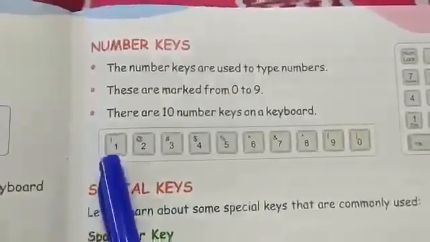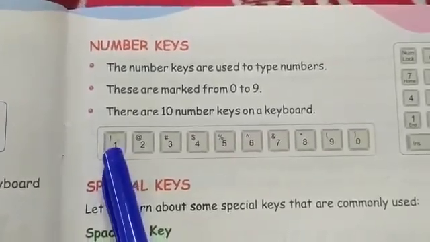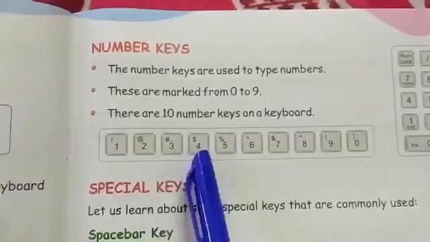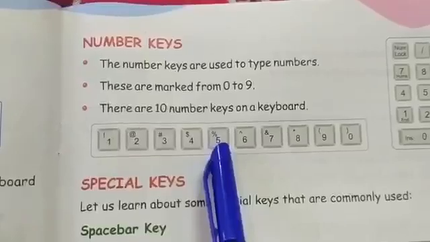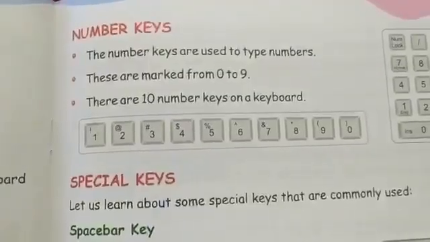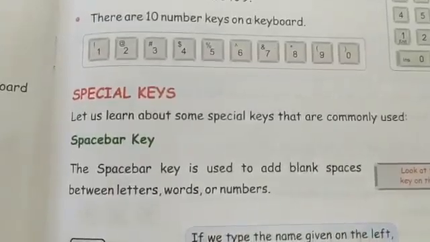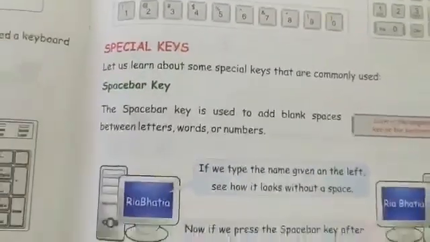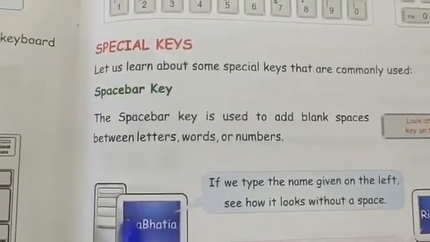And if you want to type 11, you have to press number 1 two times. Suppose you want to type 45. So you have to press key 4 and 5. In this way you can write counting on the computer, and you can do sums also. And third was special keys. There are different types of special keys on a keyboard.